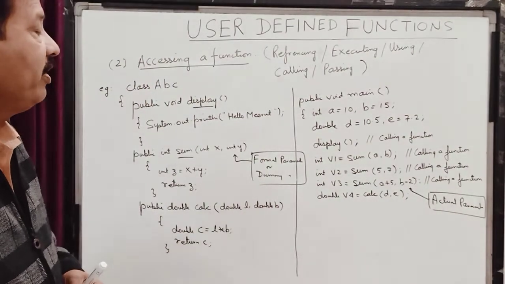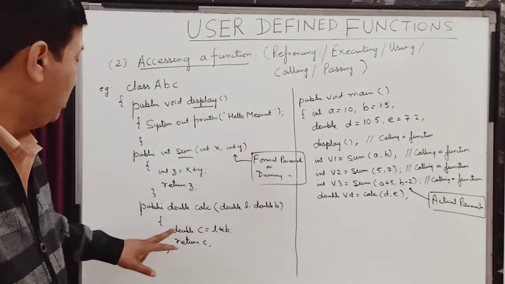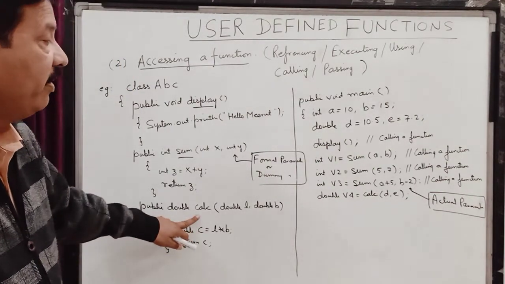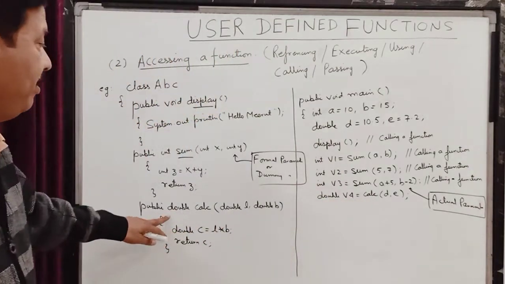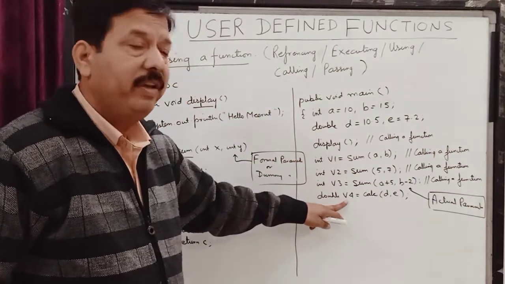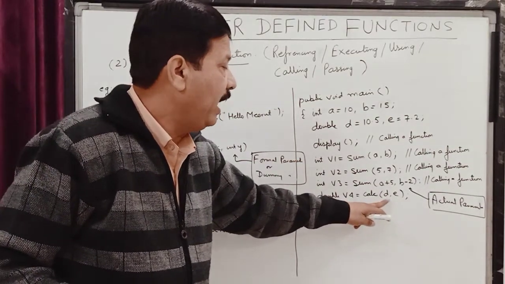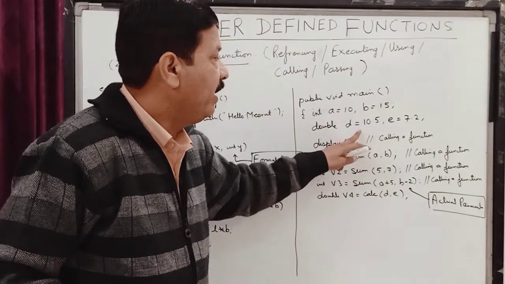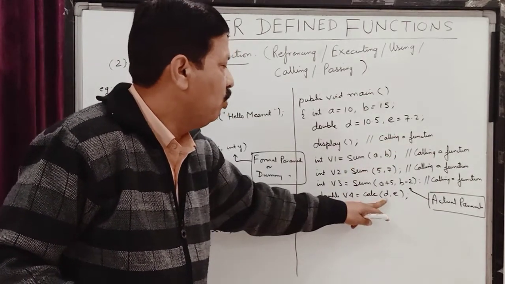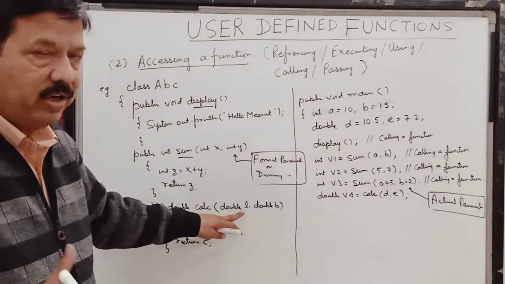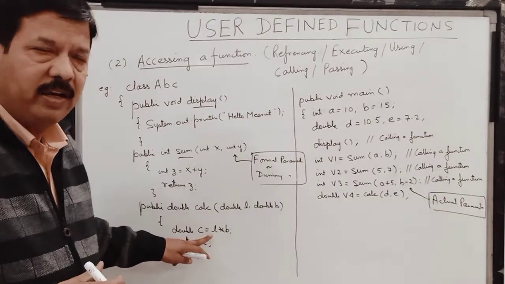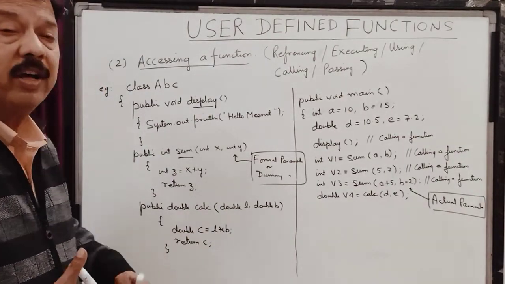In the same way, children, I am calling my function called calc. The third function which I am calling is calc, but since it is of type double, I have taken this variable v4 as double, and now I am using the actual parameters d and e. That is double d, which is 10.5, and double e, which is 7.2. These values will get copied to L and B, and the product of these two numbers gets calculated and this function returns its value.